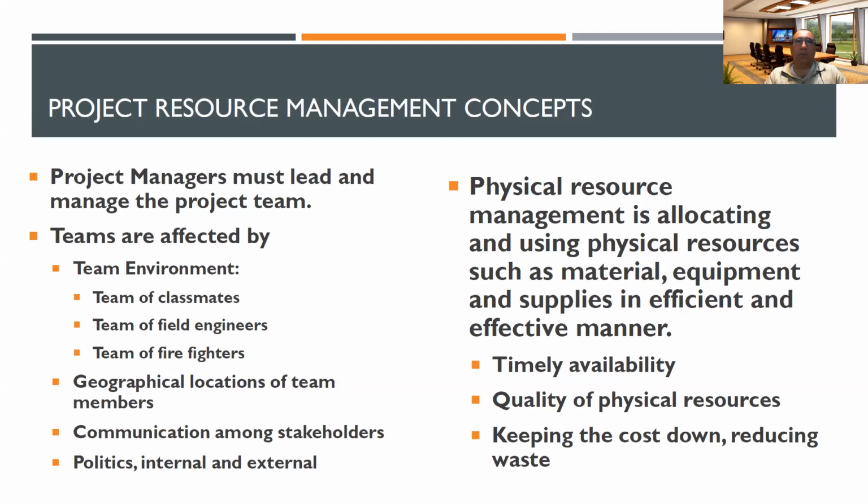And then physical resource management is allocating and using physical resources such as material, equipment, and supplies in an efficient and effective manner. So that is the purpose of the physical resources. So that is you're getting material or equipment. You want it to come, or you want it to be available, timely availability. If you're going to use an existing machine, you may need to do some trials. And when you're doing trials, then you have to see, is that machine available or not? If you're going to use it, then there will be a reduction in the normal production. So what impact is there on the production?